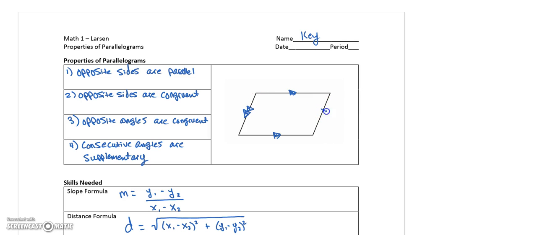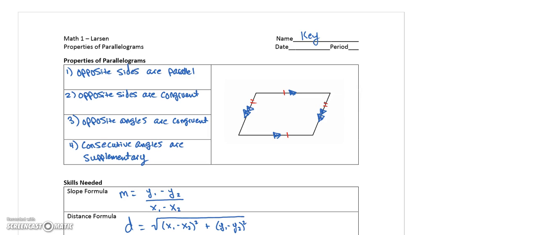We could do this with arrows, little triangles. So opposite sides are parallel. The other thing is that opposite sides will be congruent. So the top and bottom are congruent, left and right are congruent.